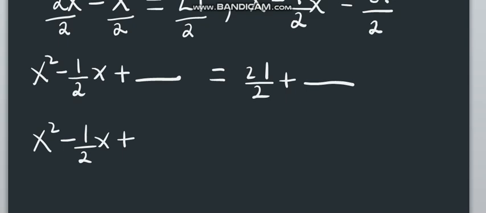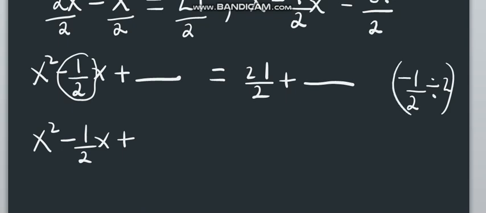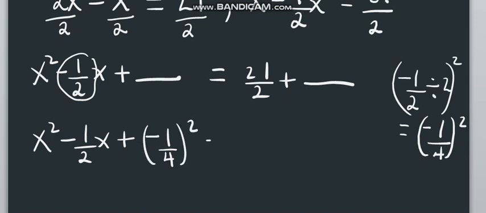Now from there we shall have x squared minus a half of x, plus we said that we are going to pick the coefficient on x. Is that okay? So that coefficient is negative a half. We divide it by 2, then we square it. Yes, and that one will be negative 1 out of 4, and we shall square it. Are we together, students? So we shall have negative 1 out of 4 squared will be equal to 21 out of 2 plus negative 1 out of 4 squared.